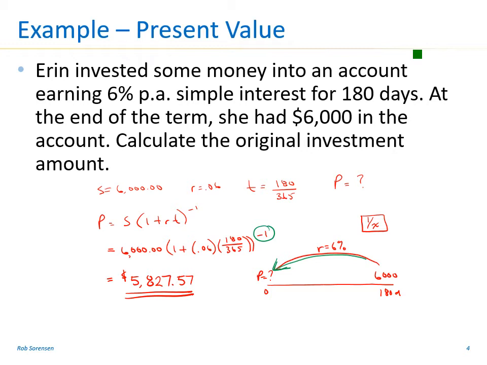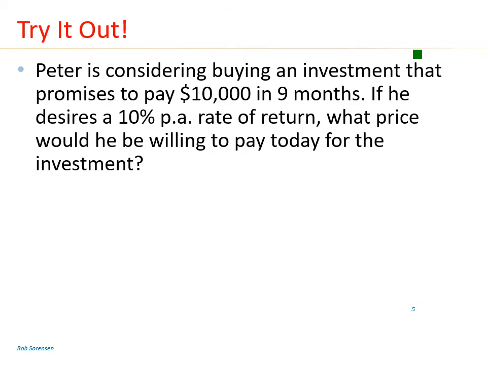Let's give you a chance to have a look at one here. Peter's considered buying an investment that promises to pay $10,000 in 9 months. So basically, he's got a deal here. They've got a guaranteed payout for him in 9 months. He's going to offer them some money for it now, but probably a little bit less than the $10,000, because that way he can make something over his 9 months. He wants to earn 10% overall as an investment rate. So can we use that to work backwards and figure out the price he'd be willing to pay today for the investment?